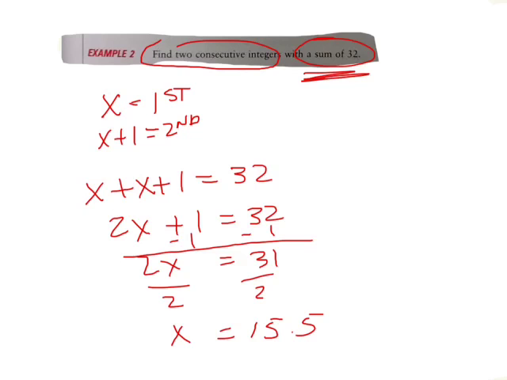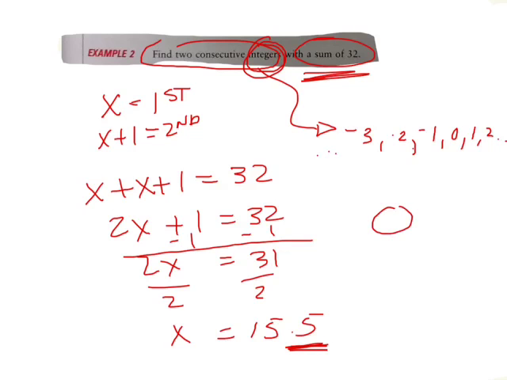15.5. Now wait a minute. Do you remember what integers meant? Integers mean negative 3, negative 2, negative 1, 0, 1, 2, and so on. Does it have a decimal? No. So your answer is no. There are no two consecutive integers that add up to 32, because you need whole numbers, and these aren't whole numbers. That's a decimal.